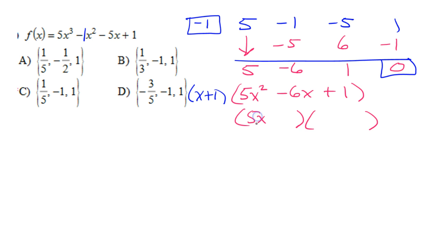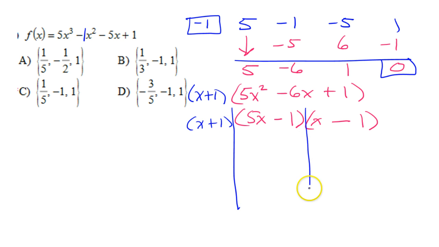5x squared can only factor as 5x times x. 1 can only factor as 1 times 1. Inner plus outer equals middle. Inner, I have 1x. Outer, I have 5x. I'm trying to get negative 6x, middle. I can get negative 6 out of this if I let both of these be negative. A negative times negative is a positive, so that works out. Okay, this x plus 1, I can bring it down. So these are my three factors.